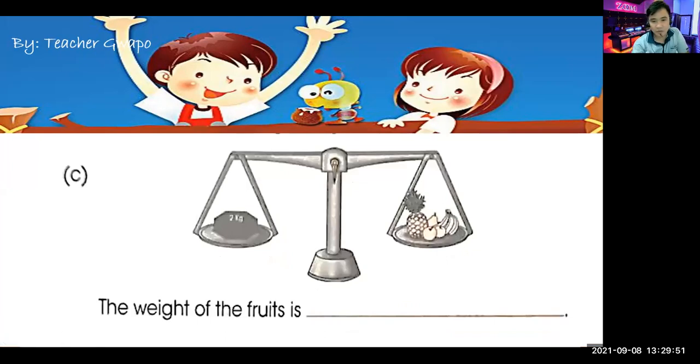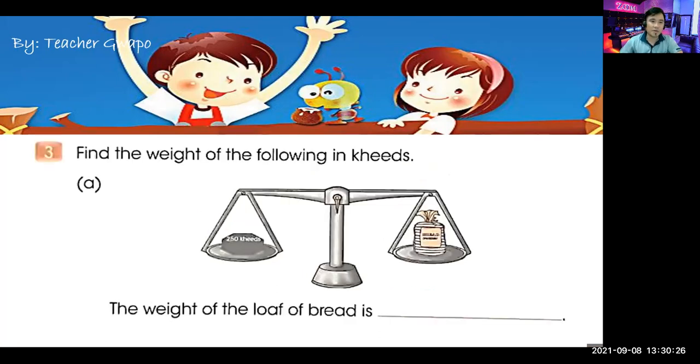Fruits. What is the weight of the fruits? There are 4 kinds of fruits here: pineapple, pear, apple, and banana. Now the weight of the fruit is 2 kilograms. So now you're done already. Now we will use the word kid. The word kid is used only in Thailand. In other countries, they use the word hectogram. Okay.